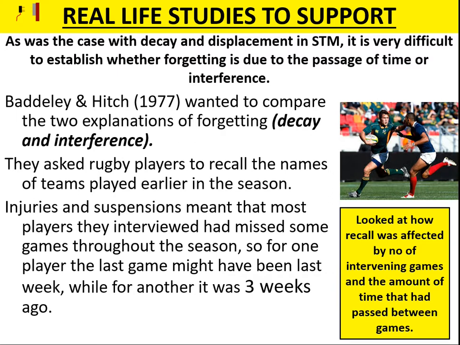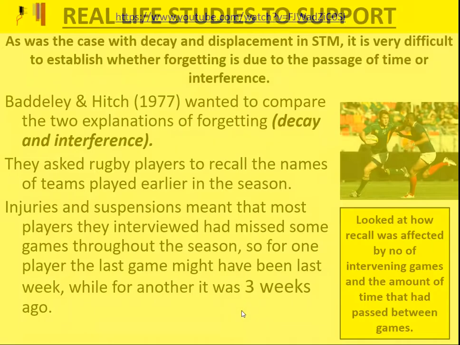And they looked at how recall was affected by the number of intervening games, i.e. interference, and the amount of time that had passed, i.e. decay. So if it's the number of games between, we're saying that there's a lot of interference. But also in that time that's passed, there could have been other things that have interfered with it.